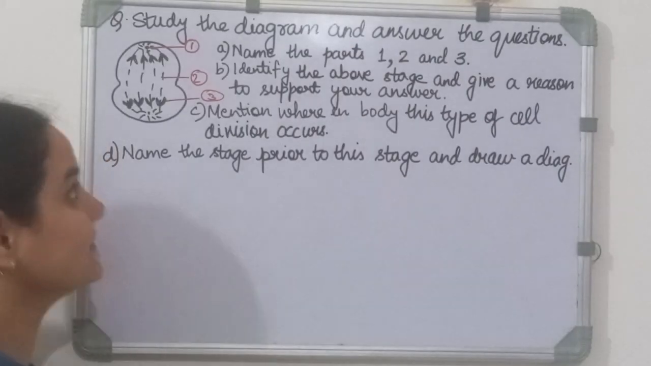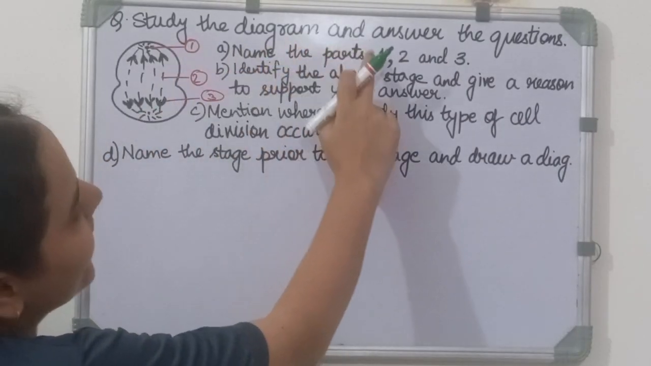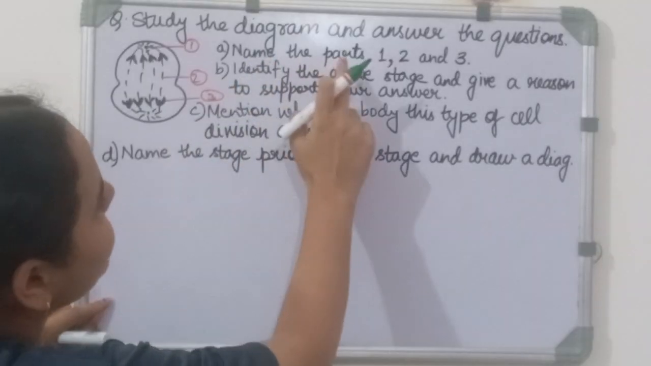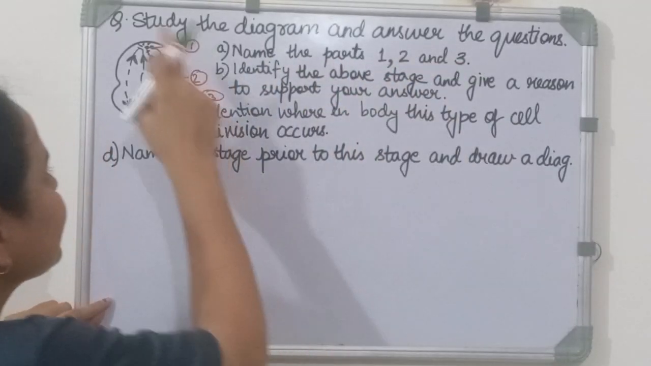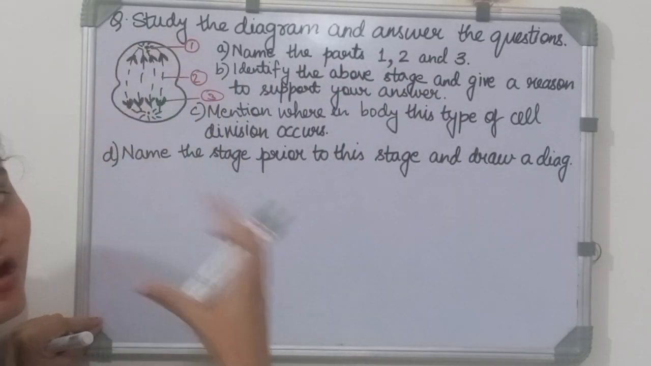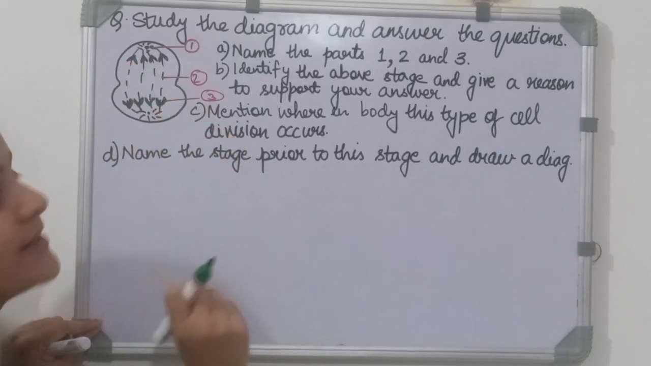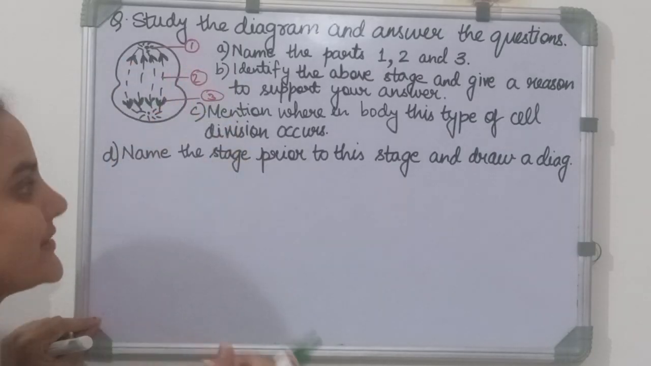Okay, this question says, study the diagram and answer the question. So part A, name the parts 1, 2, 3. We can see here a stage of a cell division. Okay, and from this we have to identify the parts 1, 2 and 3. So let's identify.